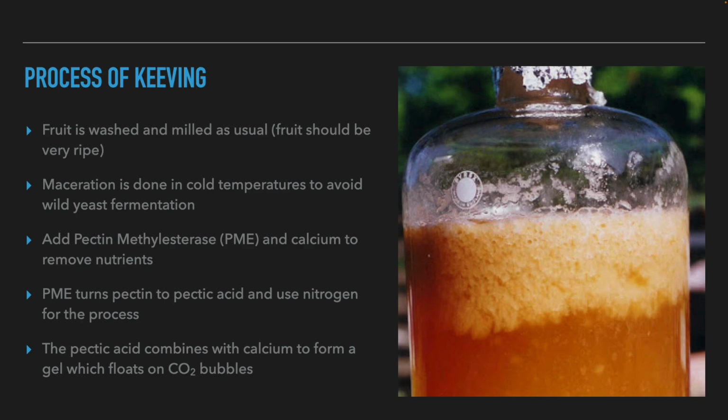Ciders that have undergone keeving are different from regular ciders because of two unique processes: enzymatic lowering of nutrients and multiple rackings. After the maceration and pressing, pectin methylesterase and calcium are added to remove nutrients. Pectin methylesterase converts pectin into pectic acid and uses nitrogen in the process. After that, the pectic acid combines with calcium and turns into a gel that floats on top of the CO2. Since the process uses calcium, calcium is added also to the must.